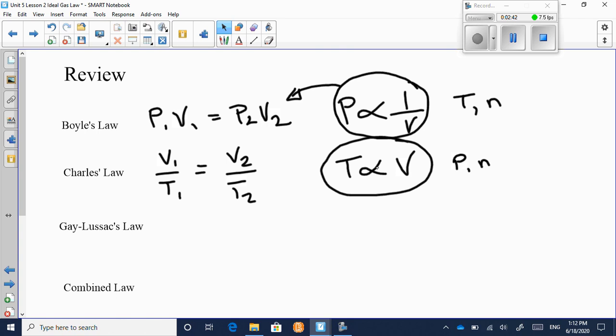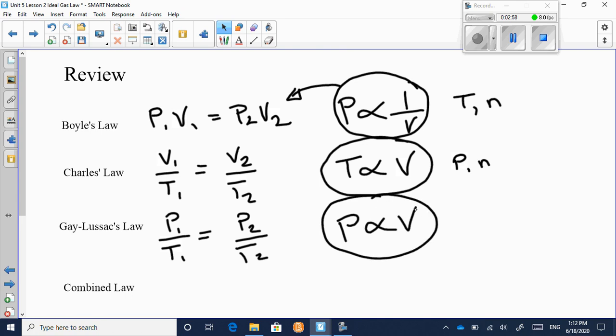Gay-Lussac's law is that P1 over T1 is equal to P2 over T2. Again, what they proved was that pressure is proportional to temperature. That proportionality statement yields that law. So that's a direct result. In this particular case, volume and the number of moles are kept constant.